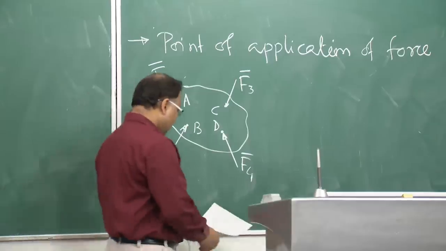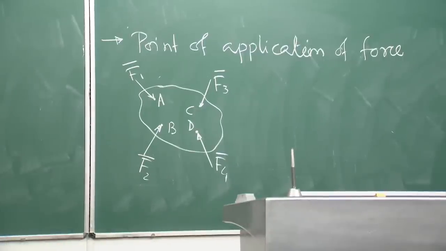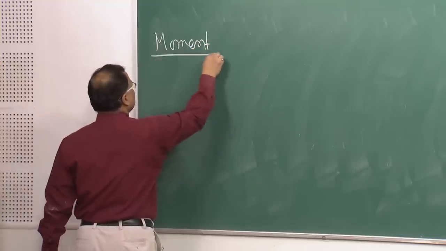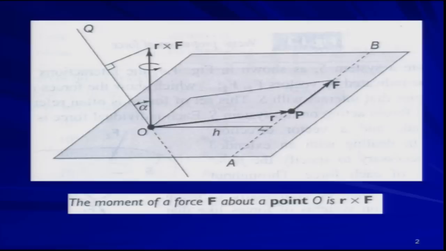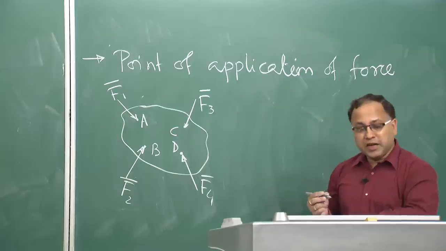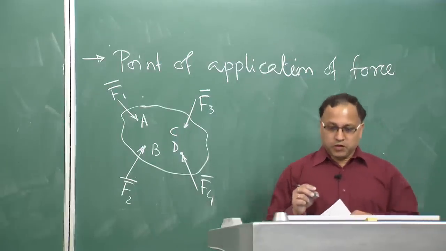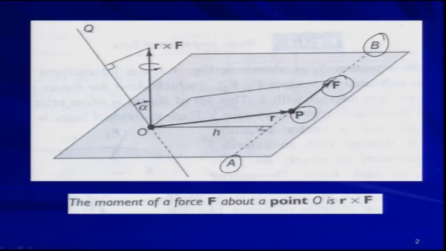Okay? Now, we will talk about the next thing, which is moment, another effect due to the application of force. If you look at this figure, this force F is acting along the line of action AB. This is the line of action. Along that line of action F is acting, and the point of application of this force is P. As we just saw on the board, the point of application is very important. So the line of action is very important, and at the same time the point of application of the load is also important. So this force F is acting on point P along the line of action AB.